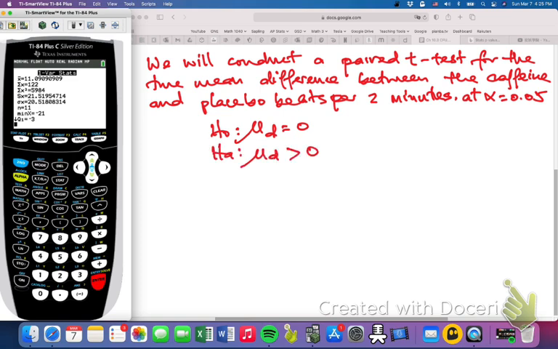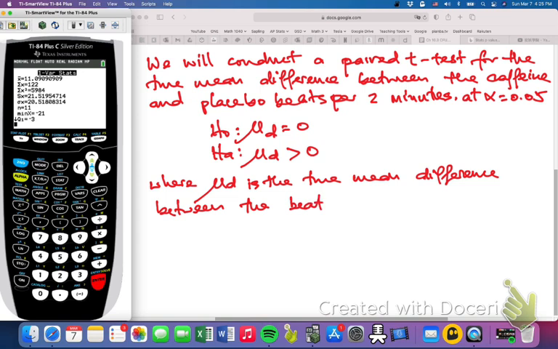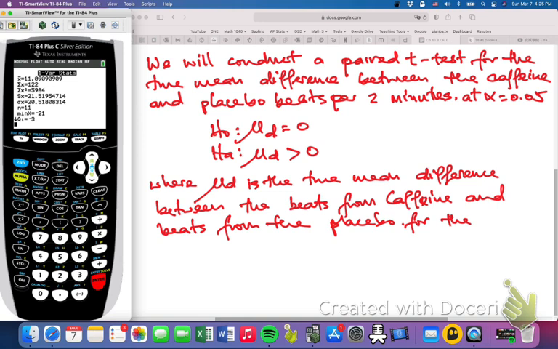Then the alternate hypothesis is that the mean difference is greater than 0 because the question says we want to determine whether or not caffeine results in a higher rate of beats. So the alternate is that it's greater than 0. Now at this point, we also need to state what mu D means, right? Mu D is the true mean difference between the beats from caffeine and the beats from placebo for the subjects. Okay.